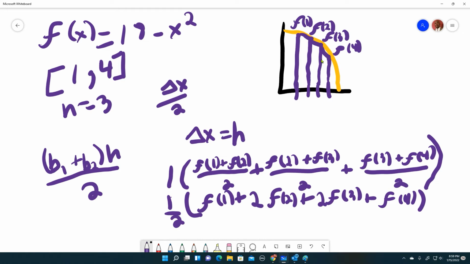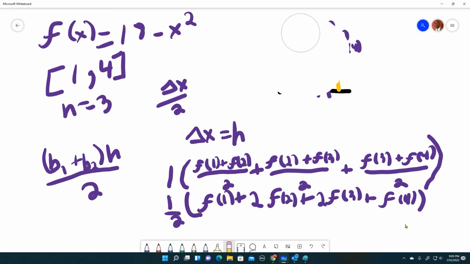So this is what we have. We have 1/2 times f of 1 plus 2 times f of 2 plus 2 times f of 3 plus f of 4. So let's actually see what this value comes to. Again, remember the actual area is 33. When we did a right Riemann sum with 3 subintervals, we got 25. When we did a left Riemann sum with 3 subintervals, we got 40.